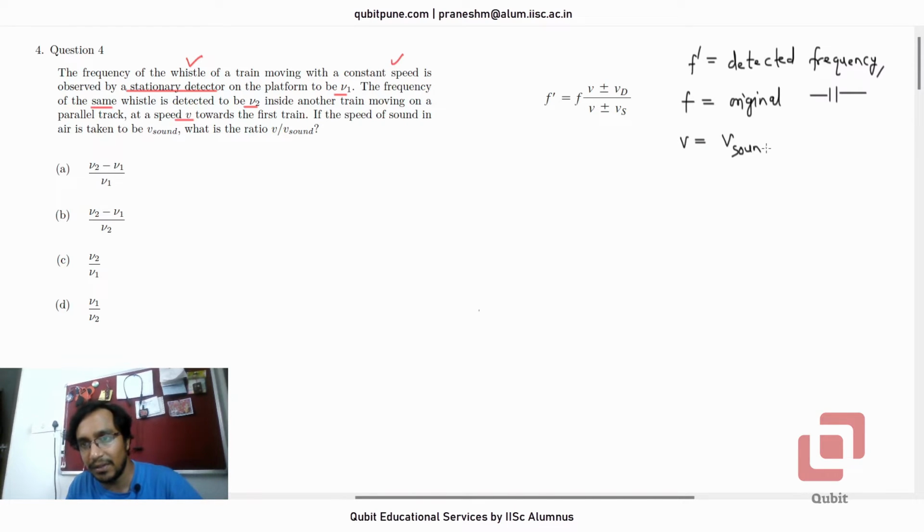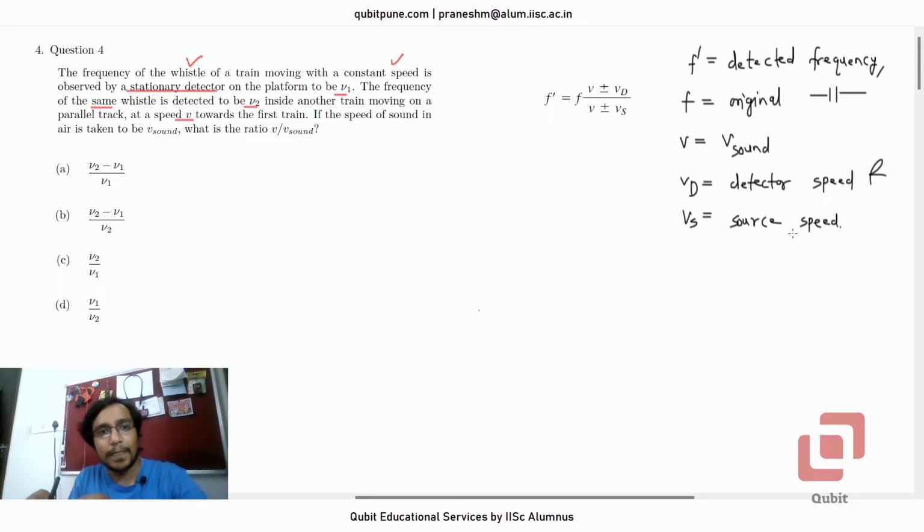So let us use the convention here: v sound. Vd is the detector speed, and vs is the source speed. Now, whenever the two things are approaching, either the detector or the source, one of them is moving towards the other, or they both are approaching each other, we have to consider the signs in such a way that f prime is greater than f. Okay, that is the convention.